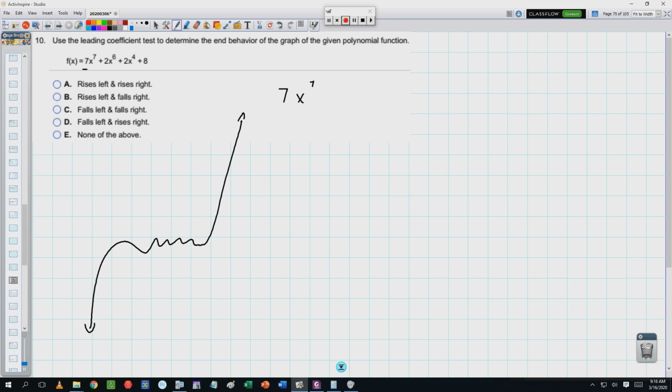Okay, with a 7th power, you would like to see 7 x-intercepts. That's most likely not going to happen. But it's a positive 7, so it'll start low and finish high because of the odd power. So the behavior is we're going to be falling to the left, but we're going to rise right. And that will be D.